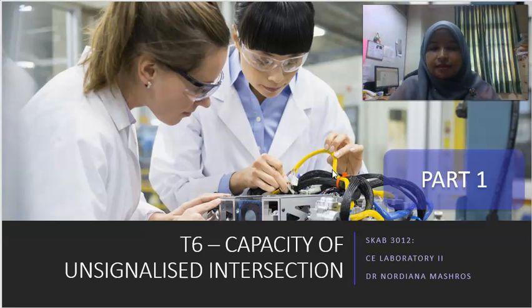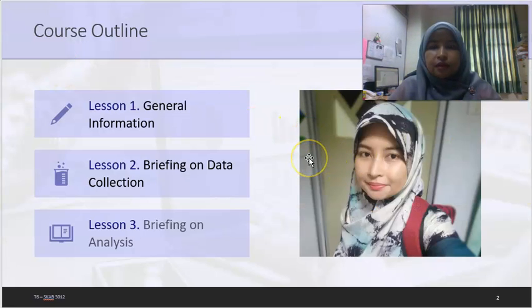Today I will brief on Civil Engineering Laboratory 2 SKAB 3012 for part 1. The test is T6, capacity of unsignalized intersection. For this course, first I will explain the general information, followed by a briefing on data collection, and lastly a briefing on analysis. The briefing on analysis will be part 2.